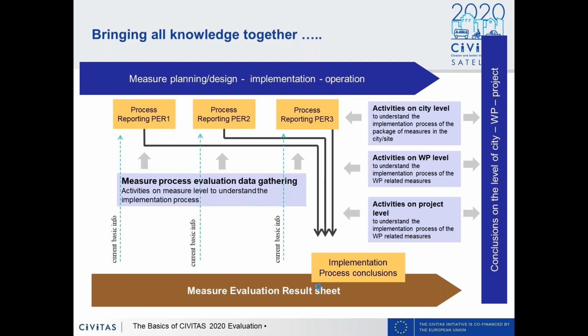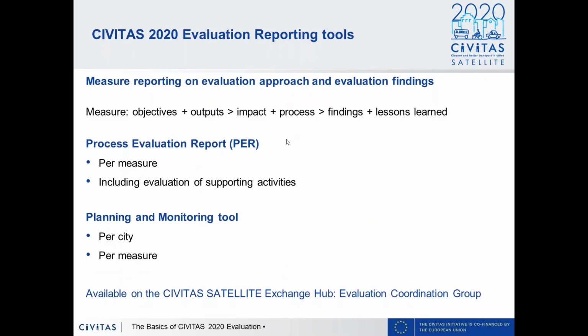Now, just also for your information, we have already produced 3 important ways of reporting. The first one is what I just explained: the measure reporting on evaluation reports and evaluation findings. In that document, we talk about the objectives, the outputs, the impact, the process, the findings, lessons learned. It's set up as a kind of survey, but it is in fact a template you can use to report. So that's one thing.